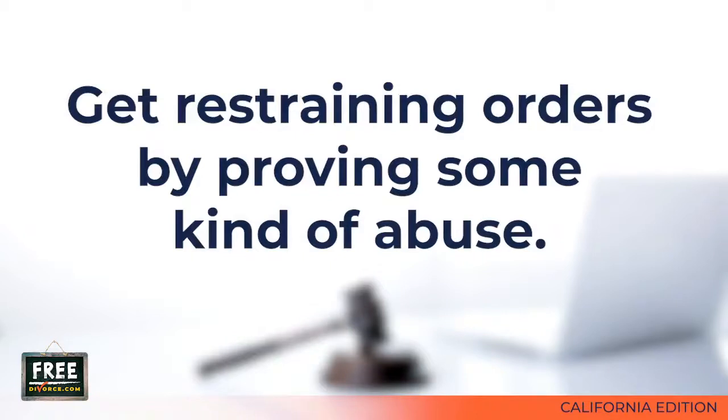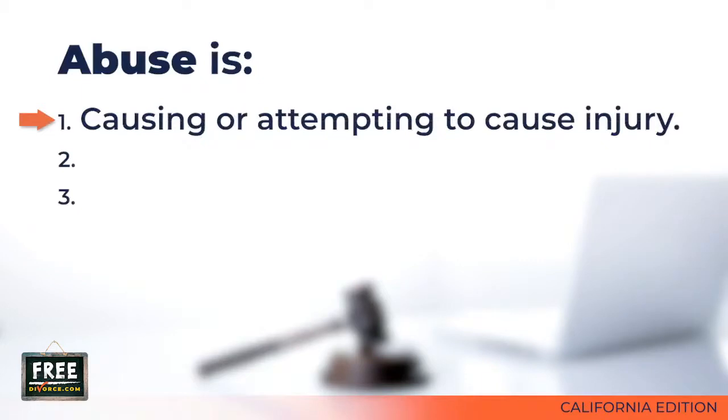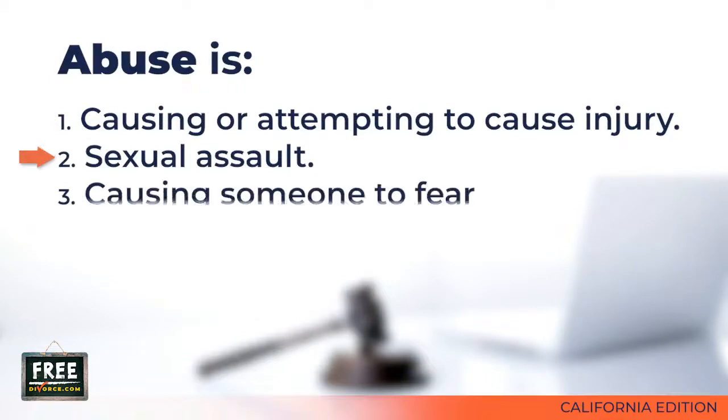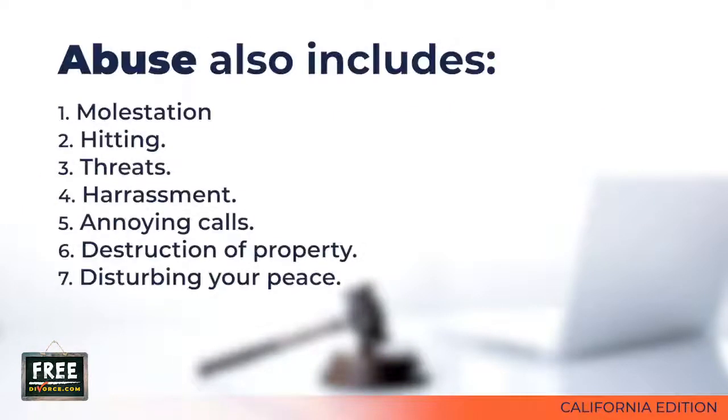What is abuse? California's Domestic Violence Prevention Act defines abuse as any of the following. 1. Intentionally or recklessly causing or attempting to cause bodily injury. 2. Sexual assault. And 3. Placing a person in reasonable apprehension of imminent serious bodily injury to that person or another. Abuse includes behavior where one party does any of the following to another person: molests, attacks, strikes, threatens, batters, harasses, makes annoying telephone calls, destroys personal property, or disturbs the peace of the other party.